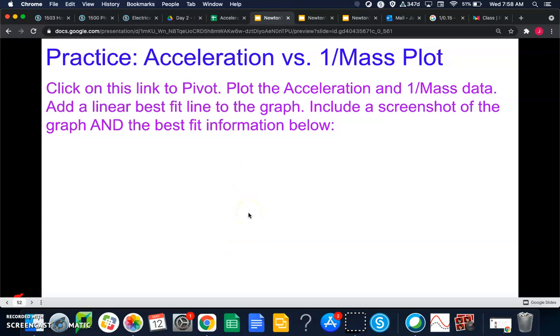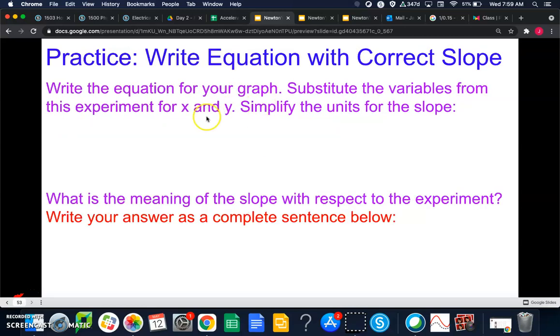Don't forget to include the best fit information. A lot of you are forgetting to do that. That's going to be important. After that, you're going to write the equation with the variables from this experiment down below, and you're going to simplify the units for the slope, just like I did in the examples. And then you're going to tell me what the meaning of the slope is with respect to the experiment. You're going to write your answer as a complete sentence below. If you have any questions, let me know. We are going to go over this as a class, but give that a try. Let me know if you have any questions.